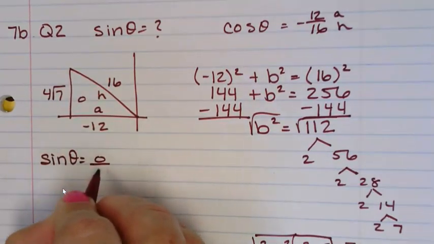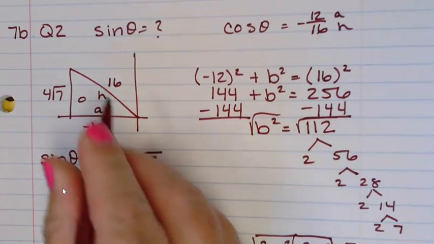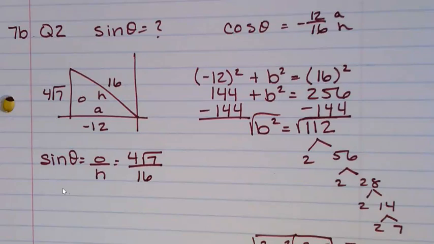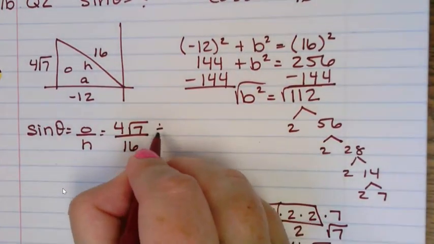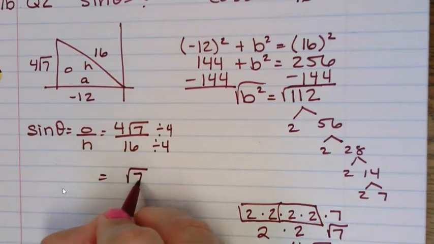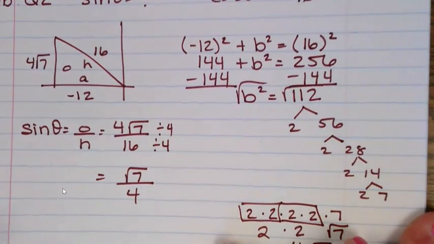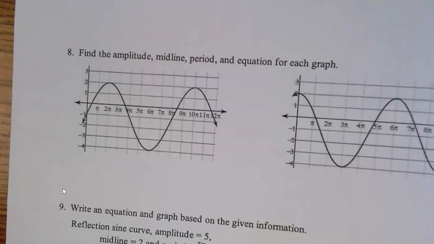So sine is opposite over hypotenuse. So opposite is 4 square roots of 7 over hypotenuse 16. We can reduce this. We can take a 4 out of the top and bottom. So that'll just be the square root of 7 over 4. Okay. Now I'm going to go to this over here.